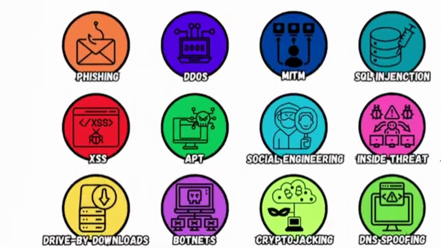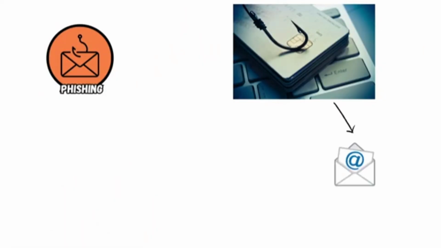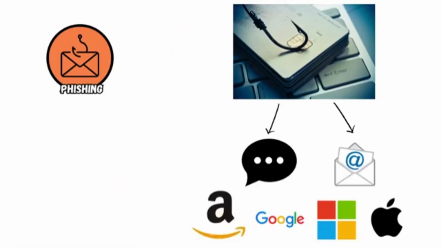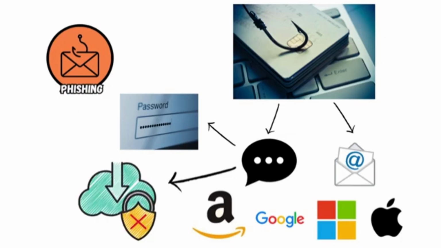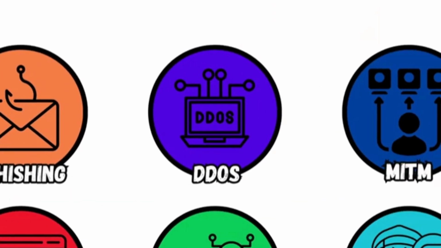So, in this cyber attack, the first and foremost attack is phishing. Phishing is a fake email, SMS, or website designed to trick users into revealing their passwords, OTPs, or bank details. For example, if you receive an email saying your bank account is blocked, so click here. If you click the fake link and enter your password, the attacker steals your credentials. So this is nothing but a phishing attack.